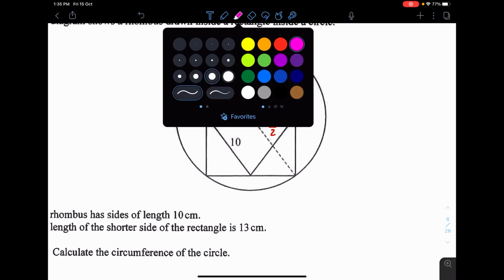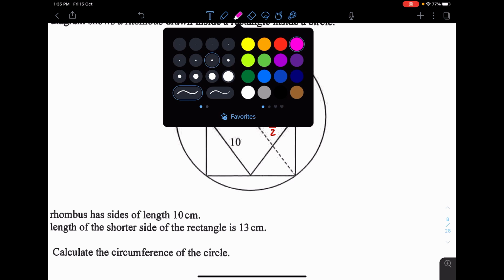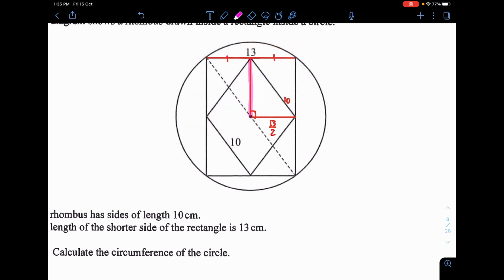I think it's too thick, let me use this one. It's actually too narrow. Height, this one. I want to find the height, which is the square root of 100 minus (13/2) squared. That will be what? Around 231 over 4.